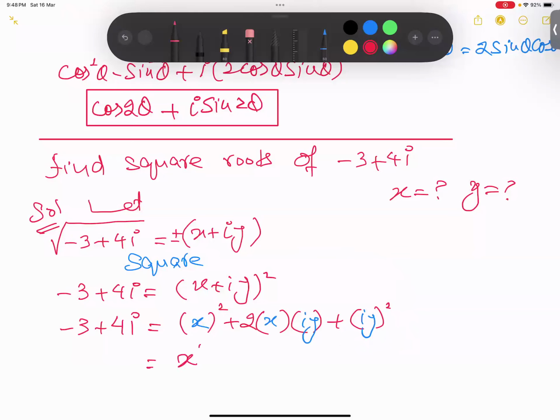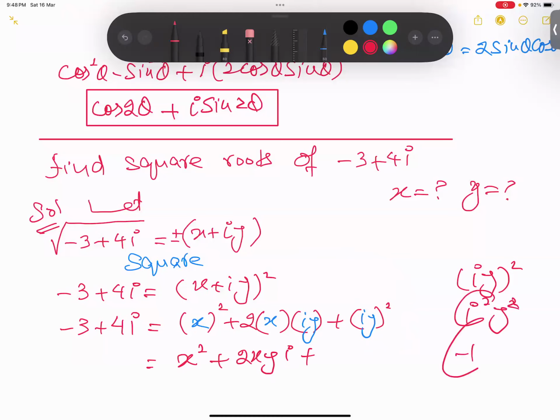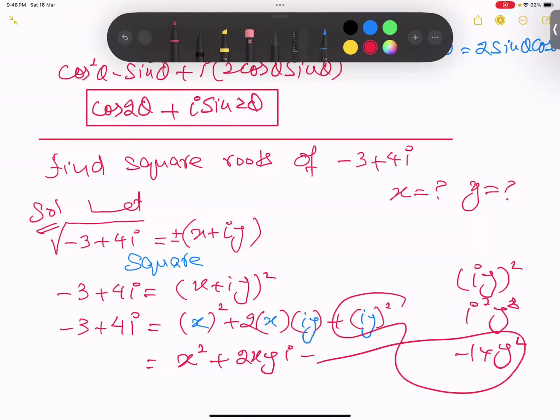Okay. So square of x and 2xy iota. You can write iota before or after, no issue at all. And this is the square of iota y. Look, the square of iota y is iota square and y square. This is -1 because iota square is -1. So I get -1 times y square ultimately. This answer is coming as -y square.